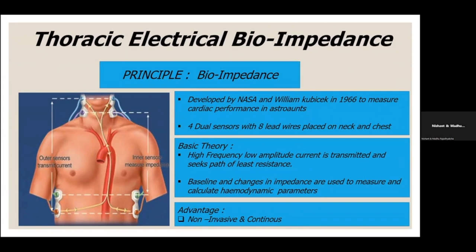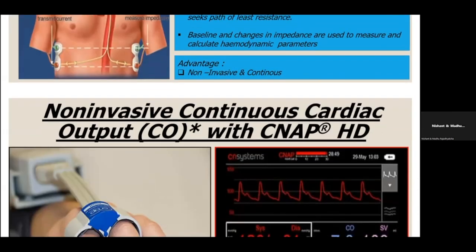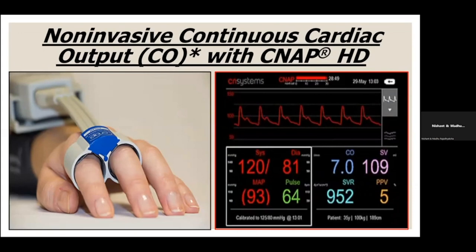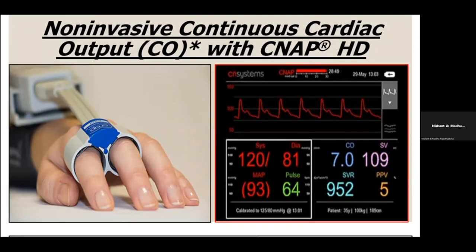Subsequently, changes in impedance are measured with each heartbeat, blood pressure, and velocity change in the aorta. These baseline changes are used to derive hemodynamic parameters. In non-invasive continuous cardiac output monitoring, we will discuss the finger cuff method and automated radial artery applanation tonometry.